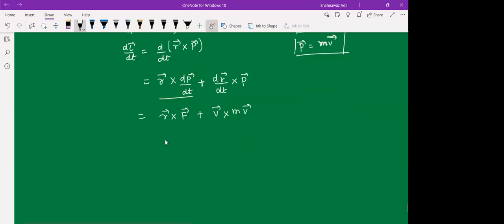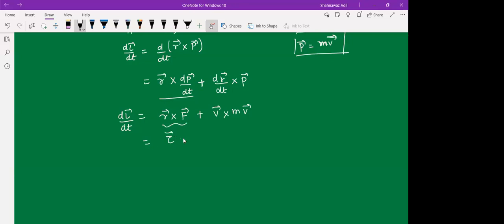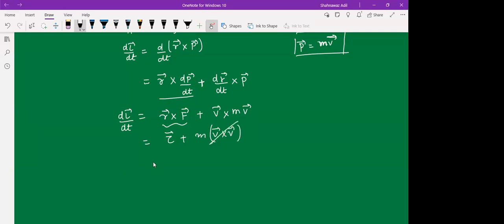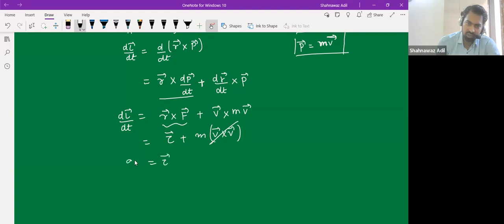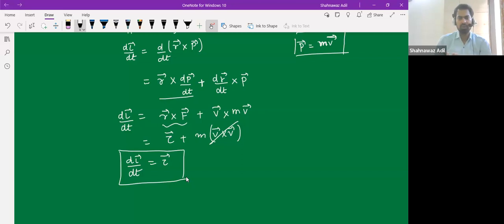So then dL by dt would be r cross F. We know that r cross F is torque. Plus m is a constant, so we can take it outside, and this would be v cross v. What would be v cross v? Zero. So this cancels, and we get torque equal to the rate of change of angular momentum. Did you ask for this derivation? Yes, sir.